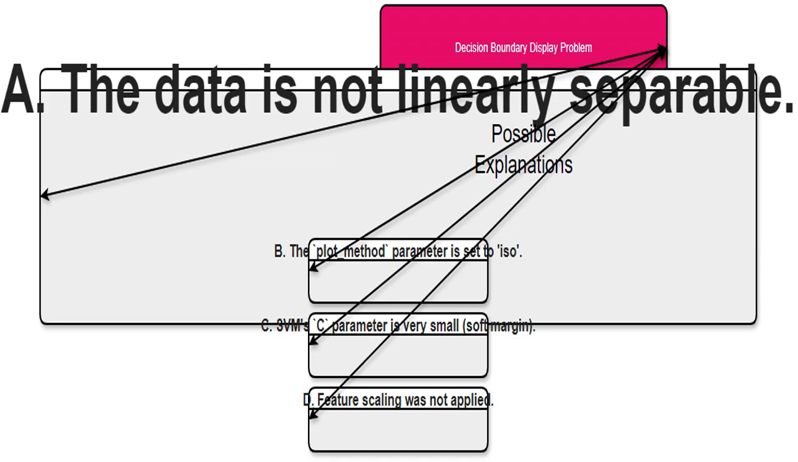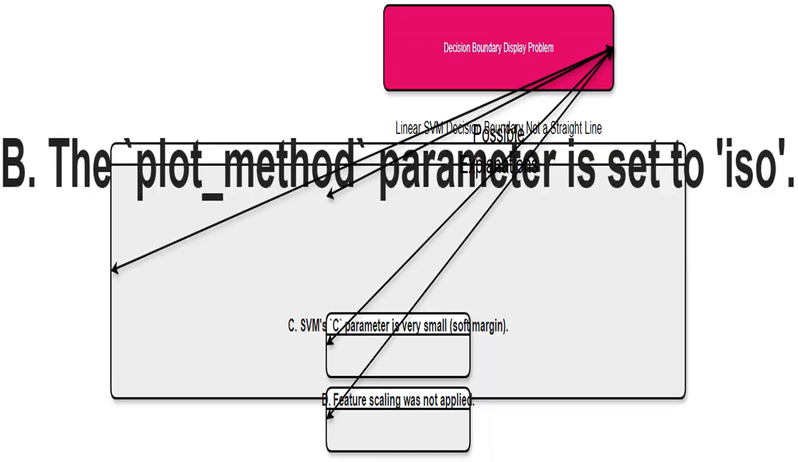The SVM will still try to find the best fit, creating a decision boundary that attempts to minimize errors but isn't perfectly straight. The plot_method parameter in the DecisionBoundaryDisplay function determines how the decision boundary is visualized. Setting it to ISO means you're creating contour lines showing equal probability. Even if your actual decision boundary is a straight line, the contour lines plotted might appear curved, giving the wrong impression that the underlying decision boundary is curved.